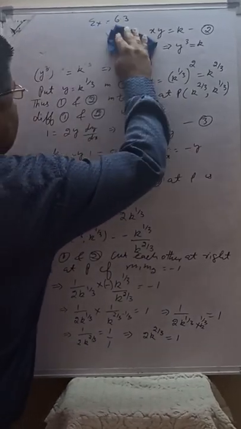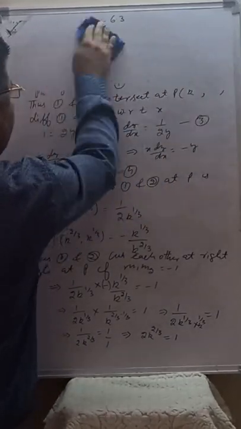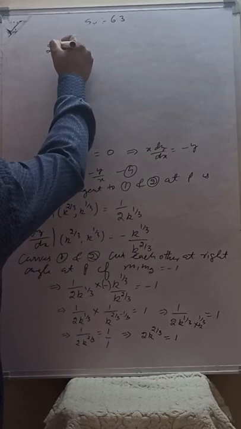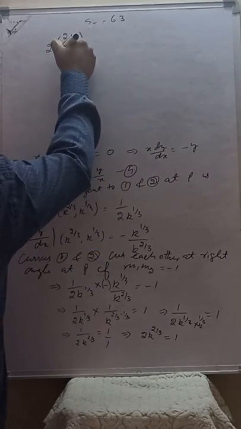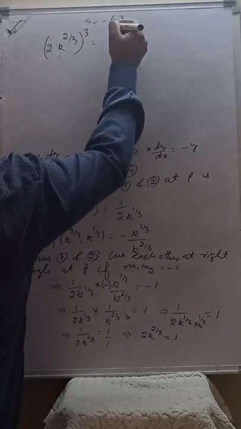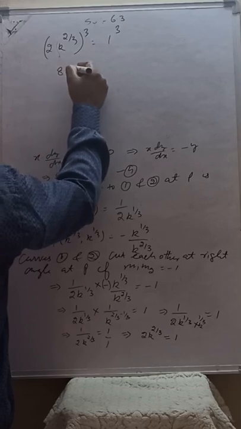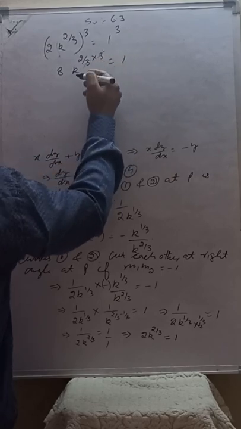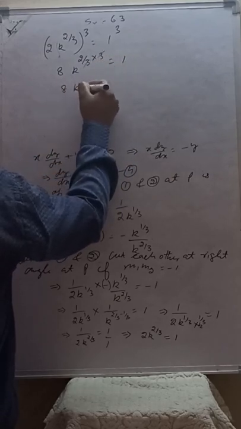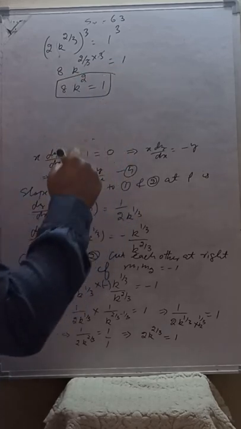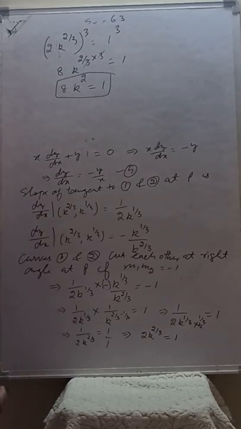So we will get (2k^(2/3))³ = 1³ as well. So 2³ is 8 and k^(2/3 × 3) = 1³, which is 1. 3 and 3 will cancel and we will get 8k² = 1. This is what we had to prove, that the two curves cut orthogonally or at right angle if 8k² = 1. So thank you.